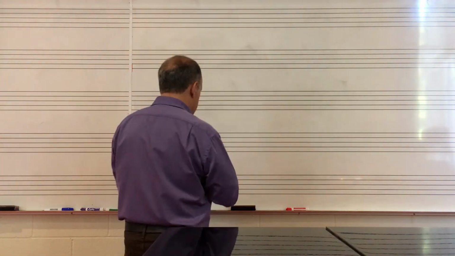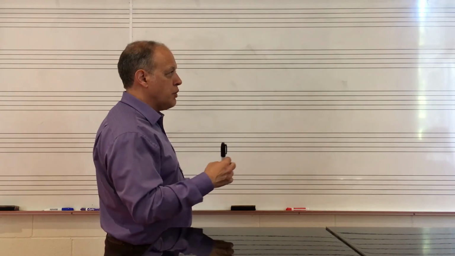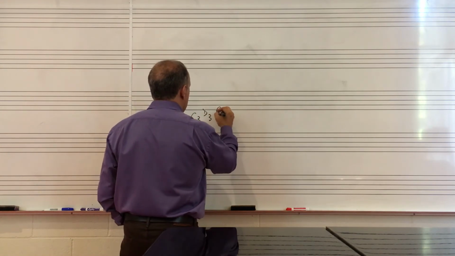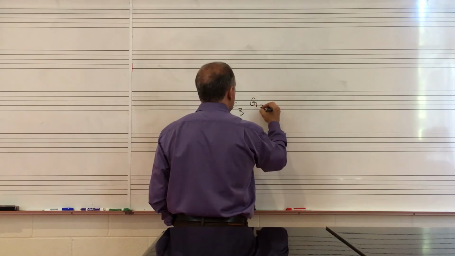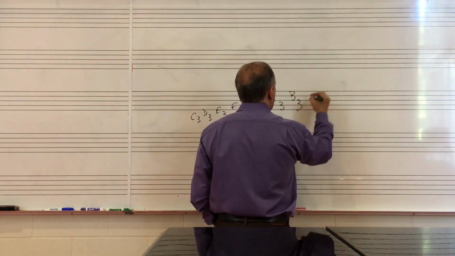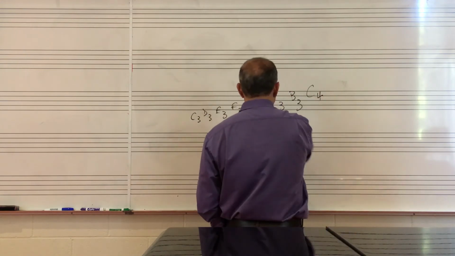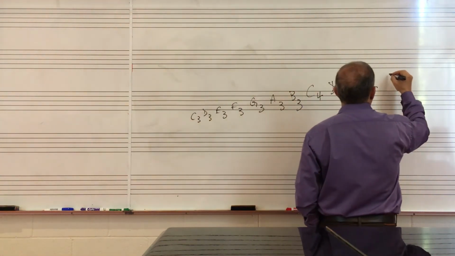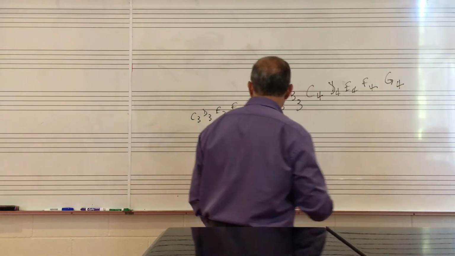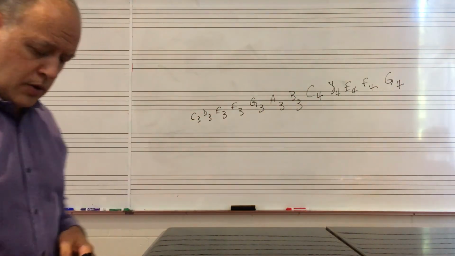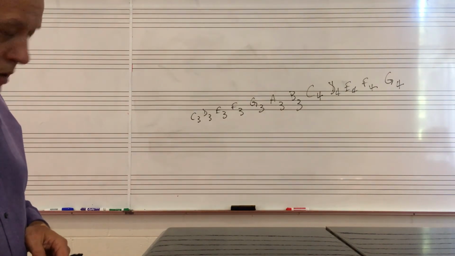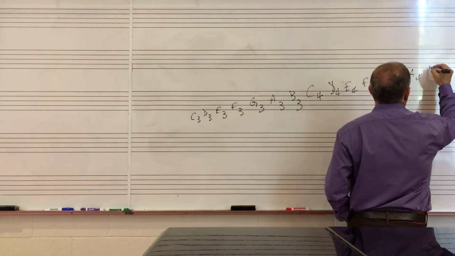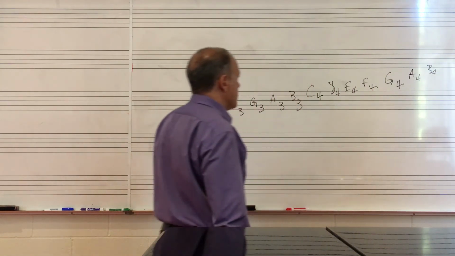Now, if I go back to that register system that I was showing you before, so for example, C3, D3, E3, F3, G3, A3, B3, C4, so I'm starting the next register, D4, E4, F4, G4. If I were to play that on a piano, right? Could keep going. A4, B4, right? And then starting the next, C5.